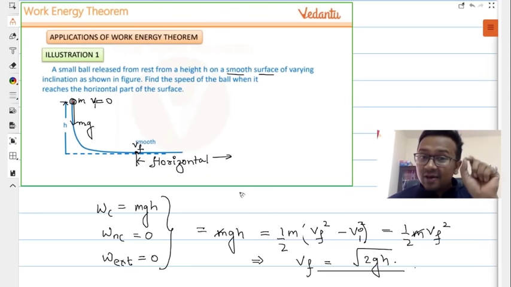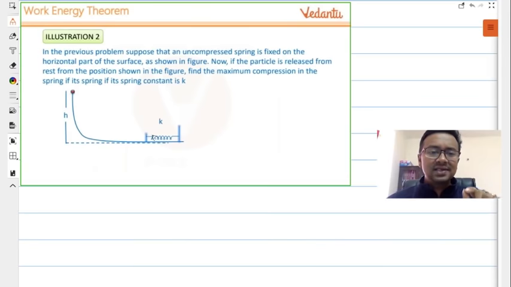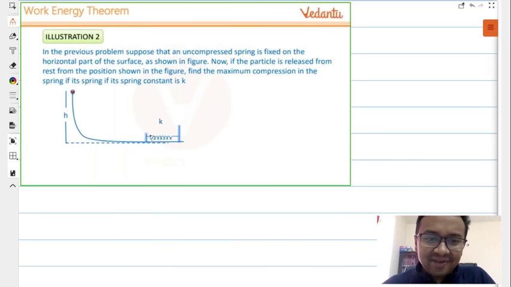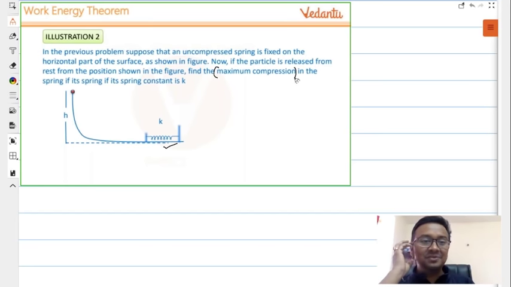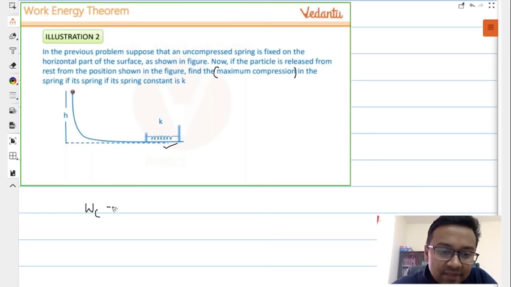Now, students, we will tweak this particular question a little bit. What we will do is in the horizontal part, we are going to keep a spring. And then we are going to calculate what is going to be the maximum compression in that particular spring. Okay, guys. So again, we will do it by the same method, work done by the conservative force.